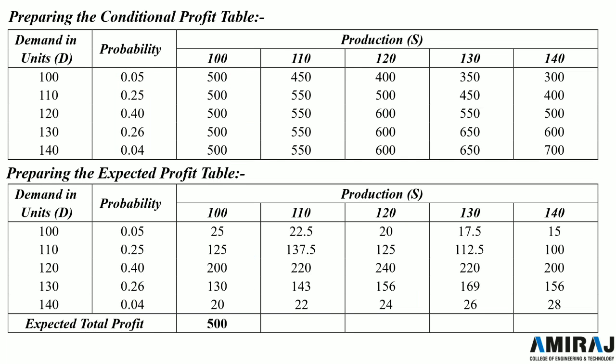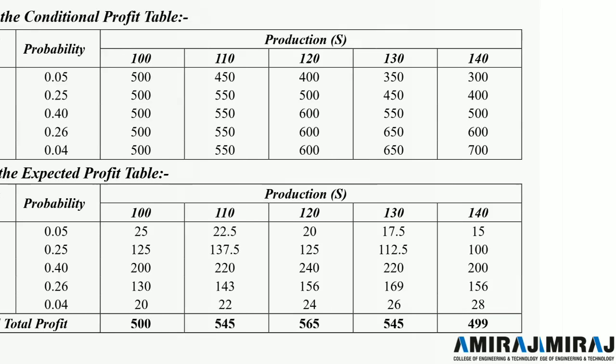For the first, 100 production, the expected total profit is 500. For 110 units, it is 545. For 120, it is 565. For 130, it is 545, and for 140, it is 499. Because we know the probability, from the expected total profit the optimum number of items produced will be 120, because the expected profit is maximum at 565. That is the EMV, expected monetary value. So this is how we calculate the EMV.